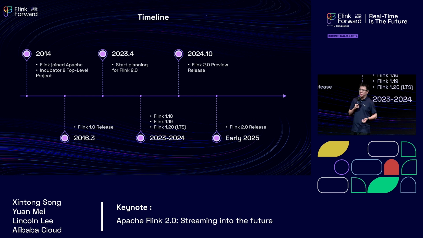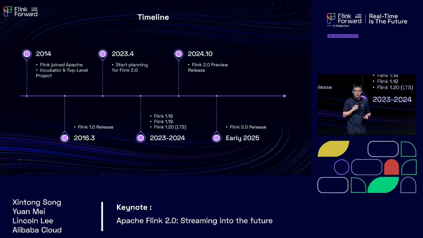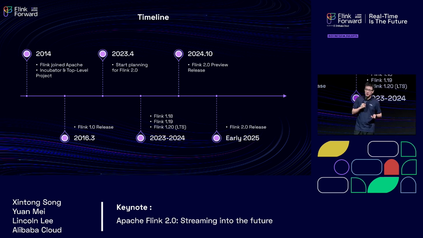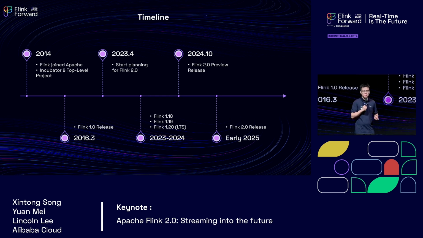Apache Flink joined the Apache Software Foundation in 2014, but the first formal version, Flink 1.0, was released in 2016. After that, Flink has released many minor releases, by which I mean the 1.x releases like 1.17 and 1.18, but we never released another major version in the past 8 years.